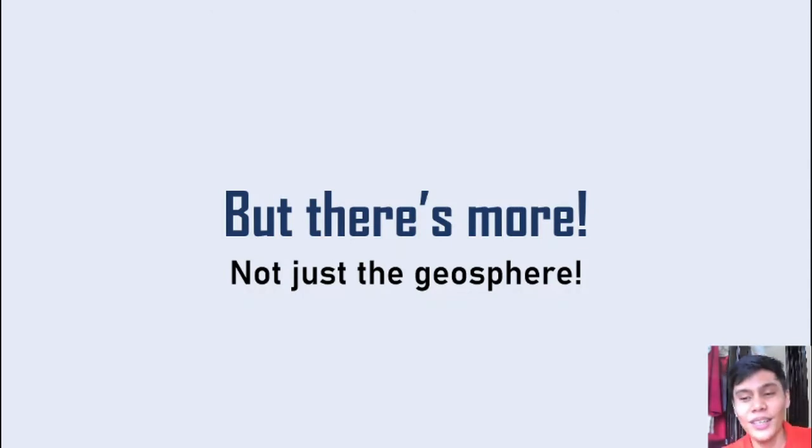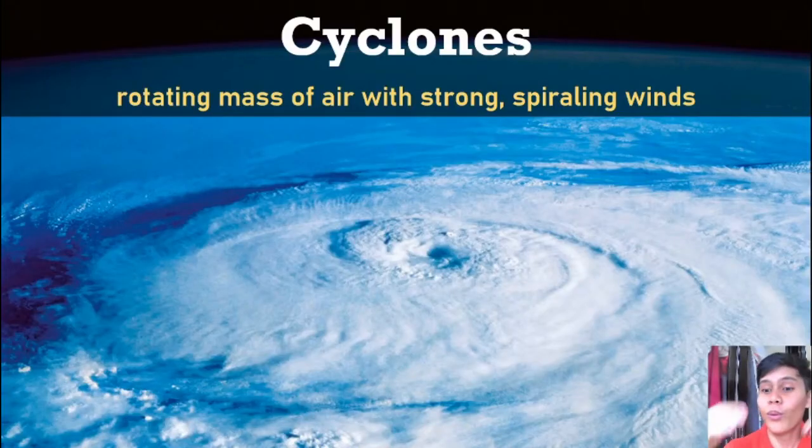And it's not just the geosphere. As we mentioned earlier, there's hydrometeorological hazards, meaning from the ocean and the seas and weather. So, of course, the most common example are cyclones. They're rotating masses of air with strong spiraling winds. Here in the Philippines, we call them typhoons.